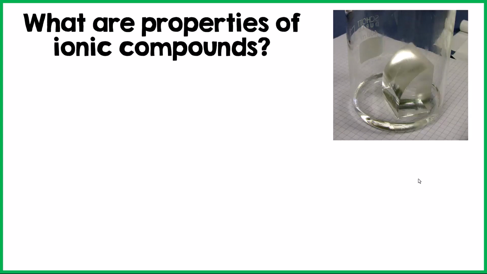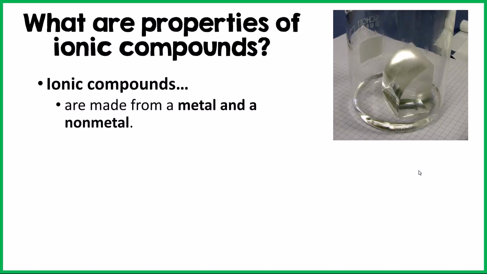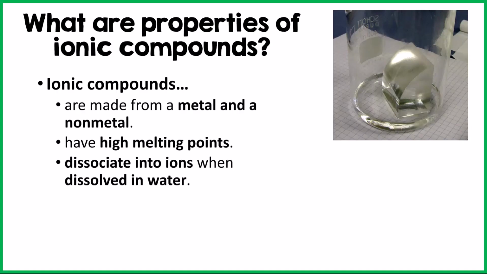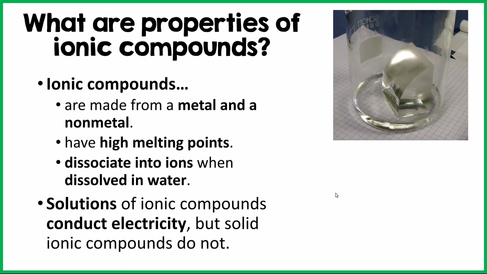So what exactly are those properties? Well, ionic compounds are made from a metal and a nonmetal. We've discussed that the metals give up electrons and the nonmetals on the right side of the periodic table gain electrons. They have high melting points and they dissociate into ions when dissolved in water. Solutions of ionic compounds, because they have dissociated into ions, conduct electricity, but solid ionic compounds do not.